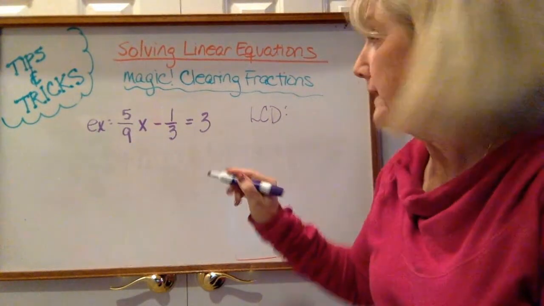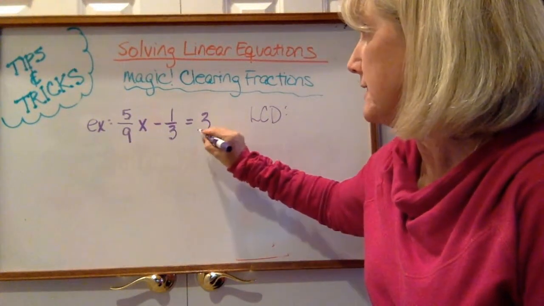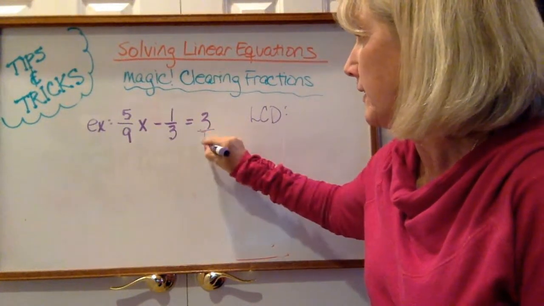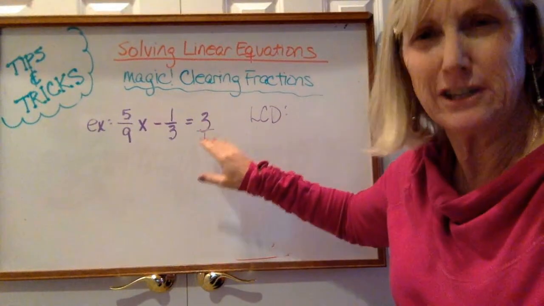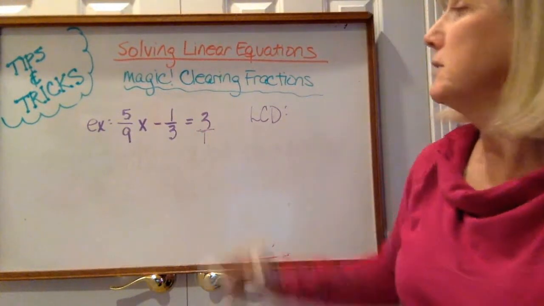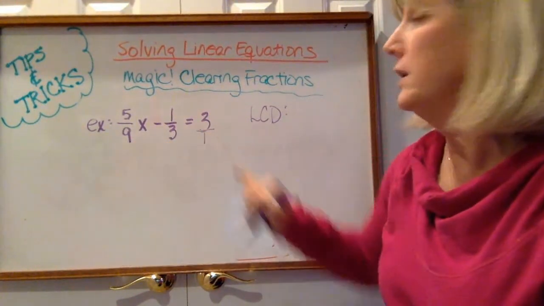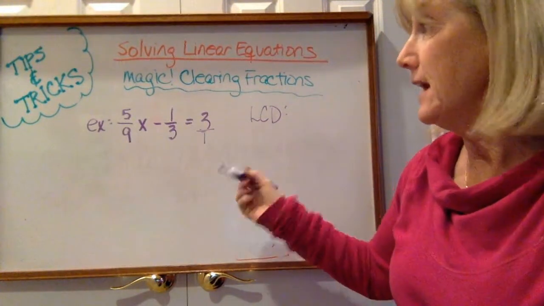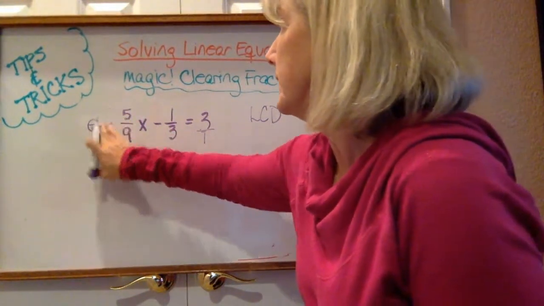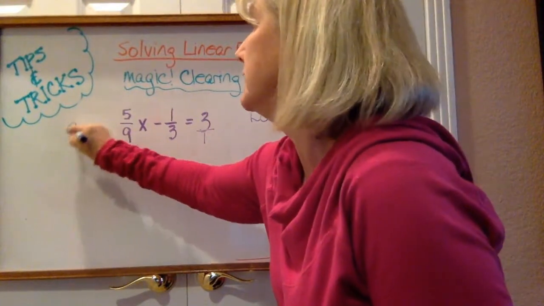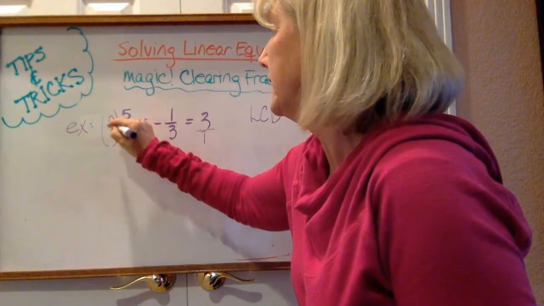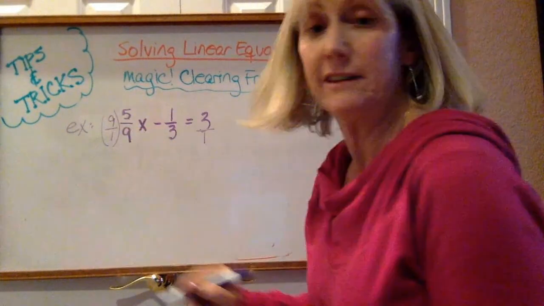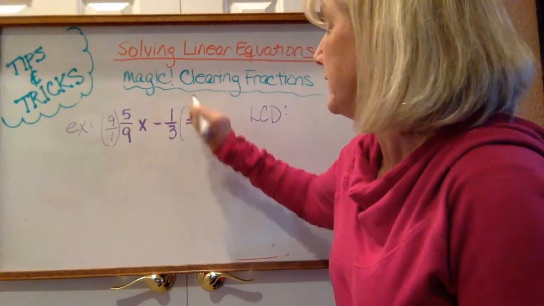One of my hints is to put this 3 with a denominator of 1 to remind you that this actually is a fraction, even though that 1 is invisible. So the smallest number that 9, 3, and 1 go into is 9. So I'm going to move this over here, and I'm going to multiply this by 9, and I'm actually going to put 9 over 1. That's another hint.